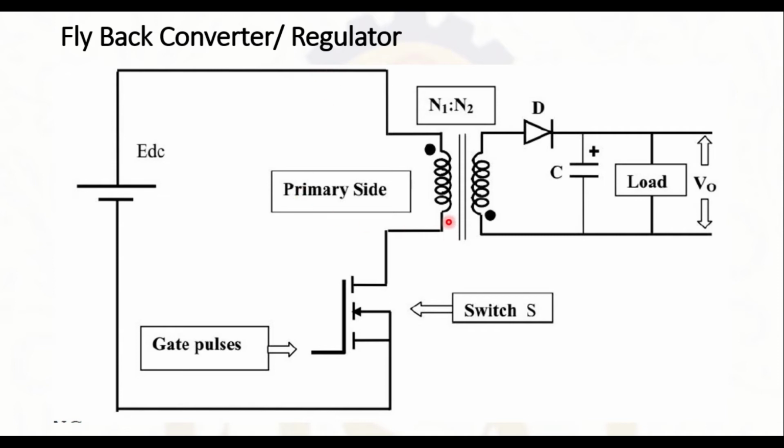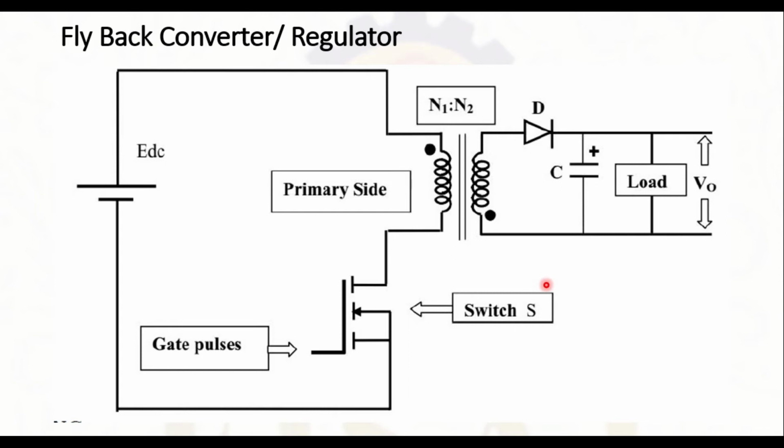We can see that there is an inductor with a primary side and a secondary side. So the primary winding is connected to the input DC voltage, and then a switch S. The switch used here will be a power semiconductor switch such as a MOSFET or IGBT. And to the secondary of the transformer, a diode is connected, and then there is a capacitor. N1 and N2 are the number of turns of primary and secondary respectively.